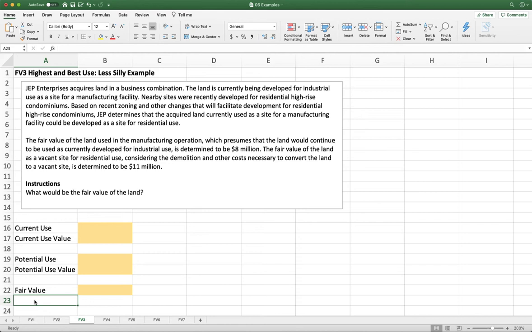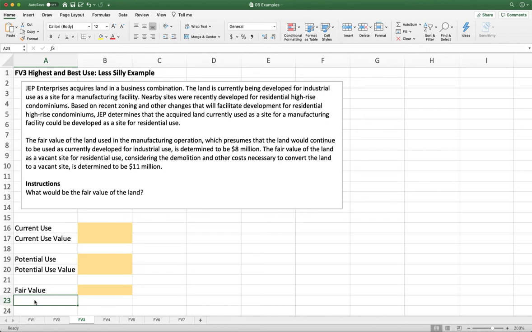In this example, we have JEP Enterprises acquiring land in a business combination. Now this is important to note because we're going to have some examples here where we're recognizing things at fair value that we normally wouldn't. Like in this one, we have property, plant, and equipment, which would typically be historical cost. But anytime we have a business combination, any assets or liabilities acquired in that combination are going to be marked up to fair value. And so that opens up a situation where we're going to use fair value accounting for all sorts of assets and liabilities that normally we wouldn't. This will be important when we get to business combinations a little bit later in this course as well.